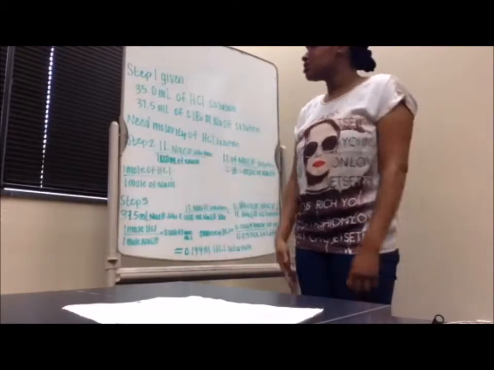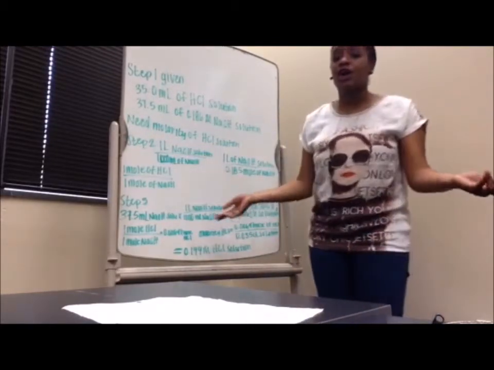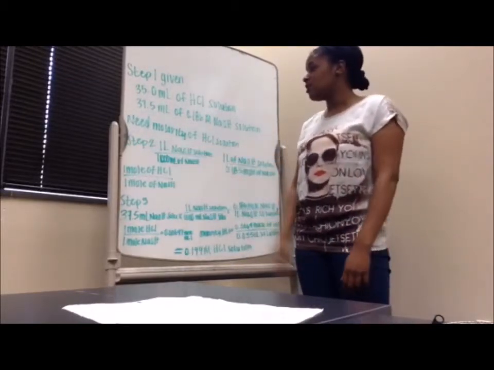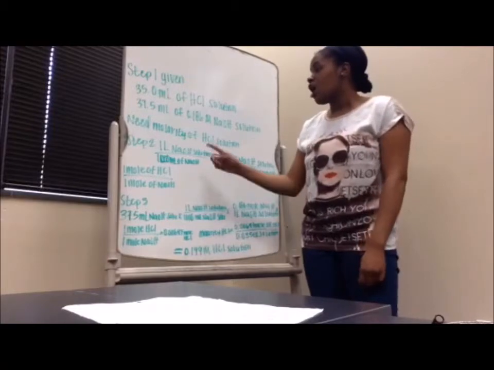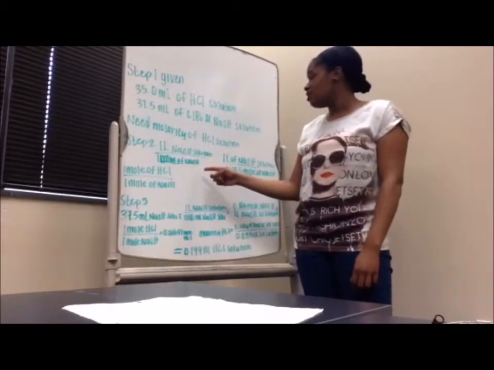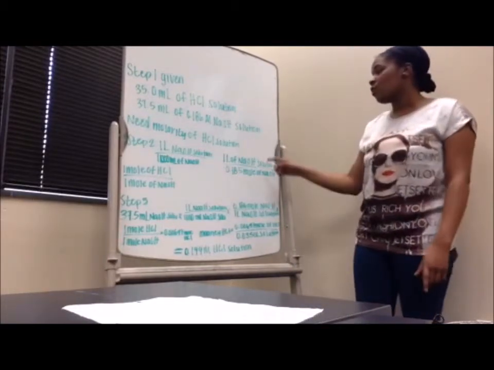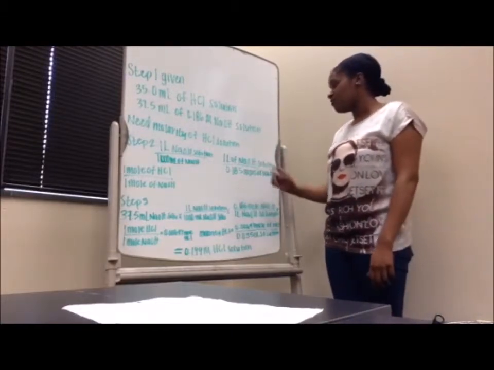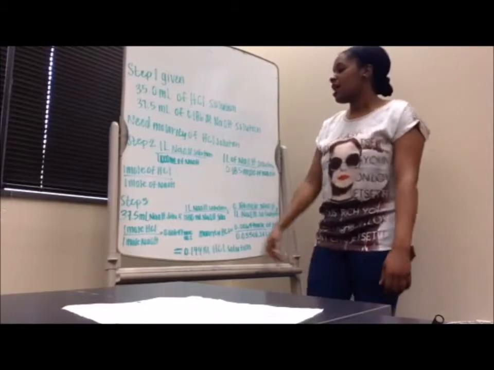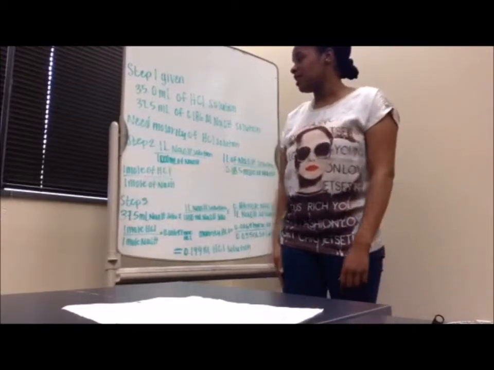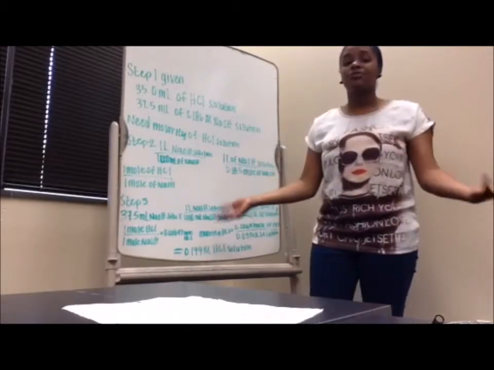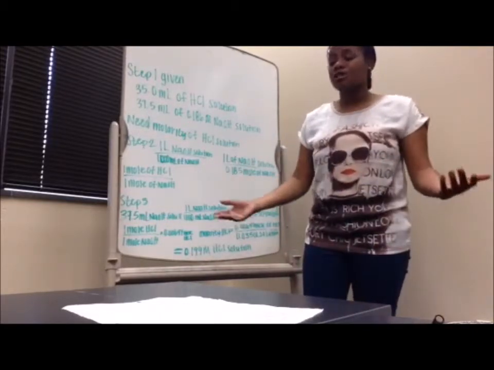Then next you will start off with step 2, which is your conversion section. So your conversion is 1 liter of NaOH solution over 1,000 milliliters of NaOH. Then you have 1 liter of NaOH solution over 0.85 moles of NaOH. Then you would have 1 mole of HCl over 1 mole of NaOH. Then step 3, you put everything together.